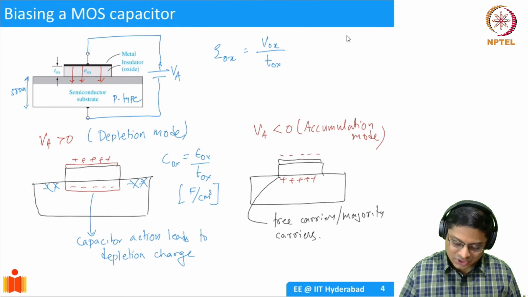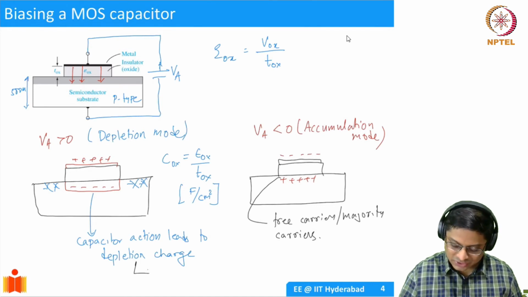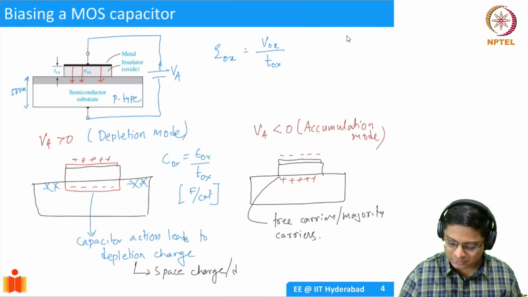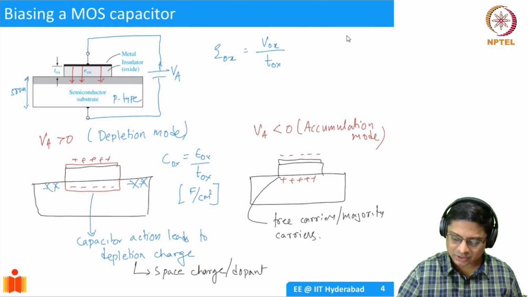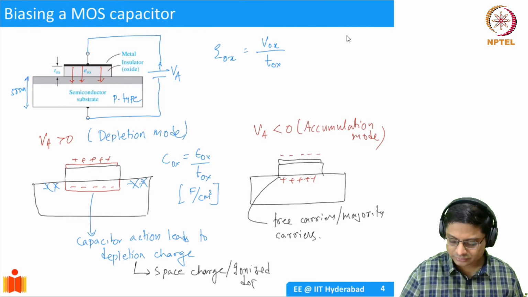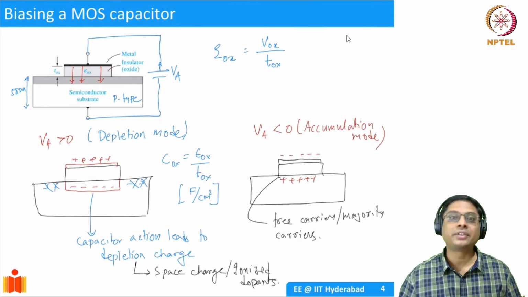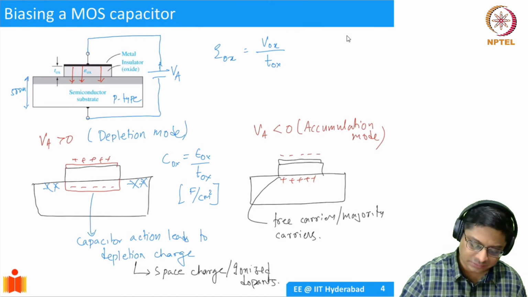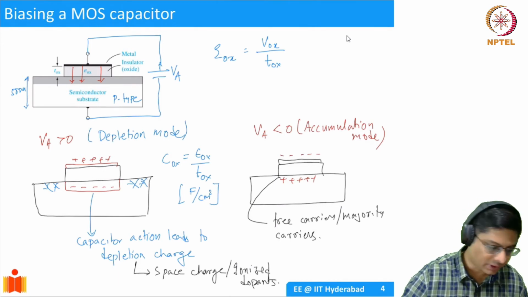Whereas depletion charge is space charge. Or, if you want to call it, it's because of dopant ionization, right? I'll call it ionized dopants. So there's a key difference between the distribution of the charge in the semiconductor. It's not the same. It's not as simple as a parallel plate capacitor. If you have a parallel plate capacitor, where would the charge be? Even if I take, let's say, two pieces of metal.